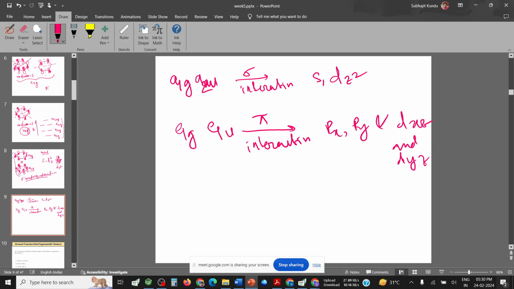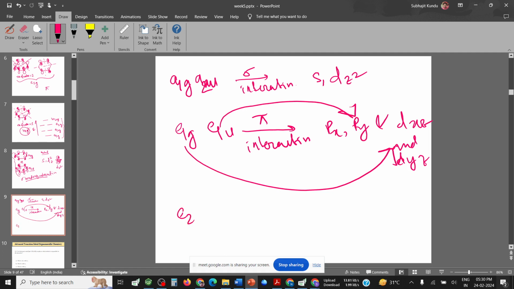So this is the pi interaction of the metal. Preferably these E1G is interacting with the dxz and dyz, whereas E1U is interacting with the px and py orbital. Another interaction which is remaining, that is the E2G and E2U. This is also responsible for the pi interaction with the metal orbital.